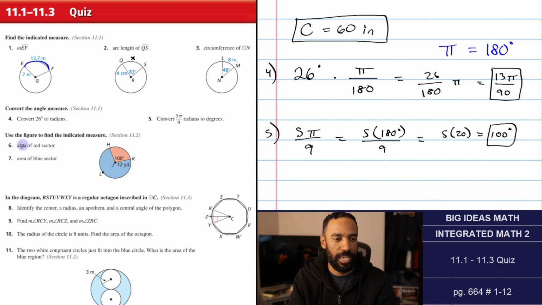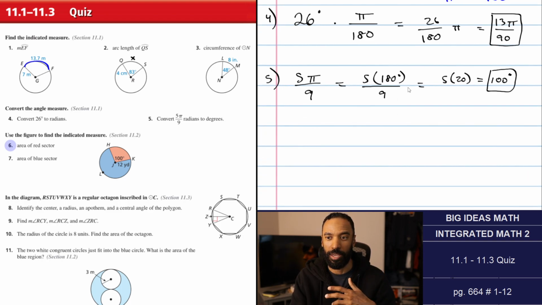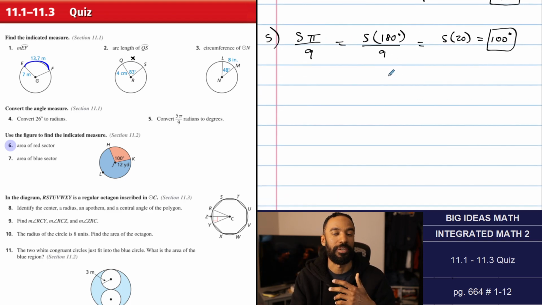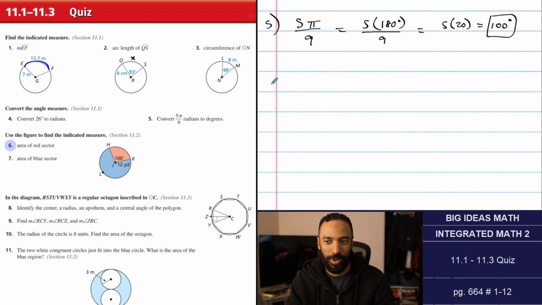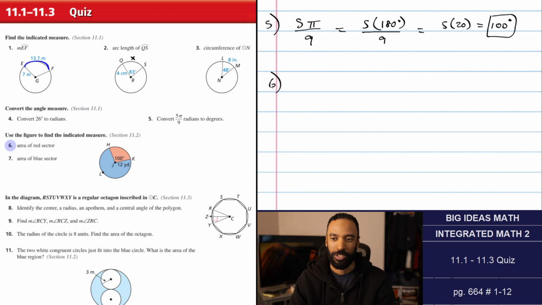Let's look at numbers 6 and 7, where we find the area of the red sector and the blue sector. Interesting, when I did this section at the time, this is 11.2 by the way, I called it salmon the entire time. I said, on my screen, it doesn't look red or orange or pink. It looks salmon. They actually call it red.